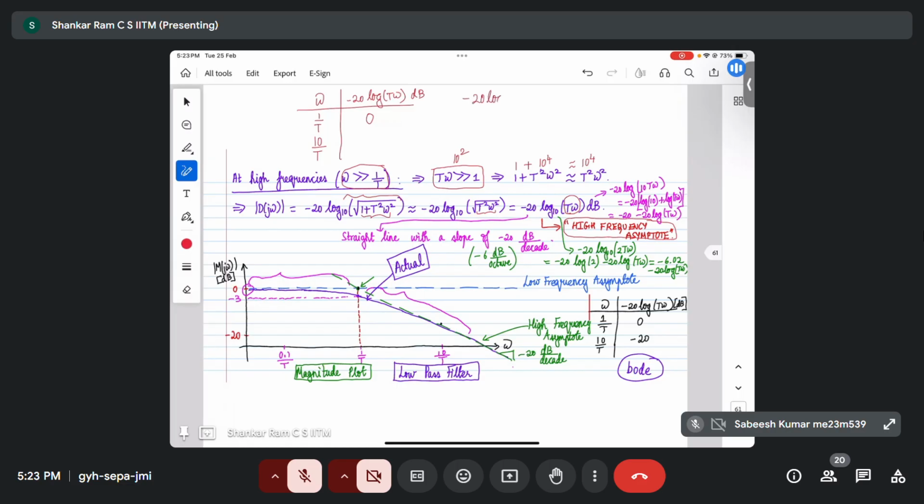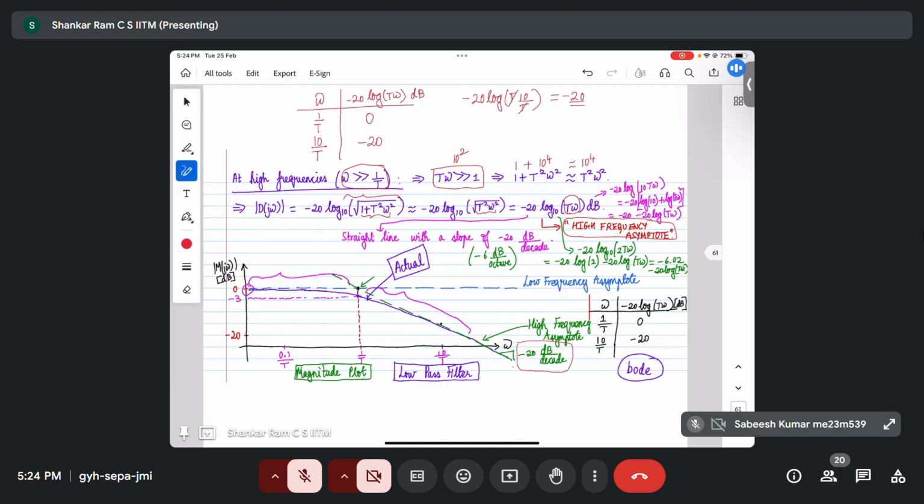We will get minus 20 log of T times 10 by T. Okay, so T and T get cancelled. So what do we get? We get minus 20. So you see that we get minus 20. So you can observe that this high frequency asymptote is a straight line with a slope of minus 20 decibels per decade.